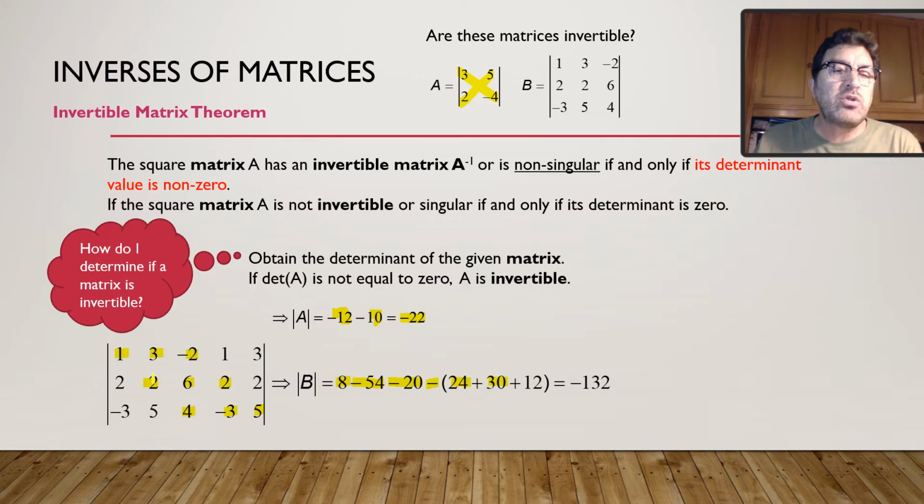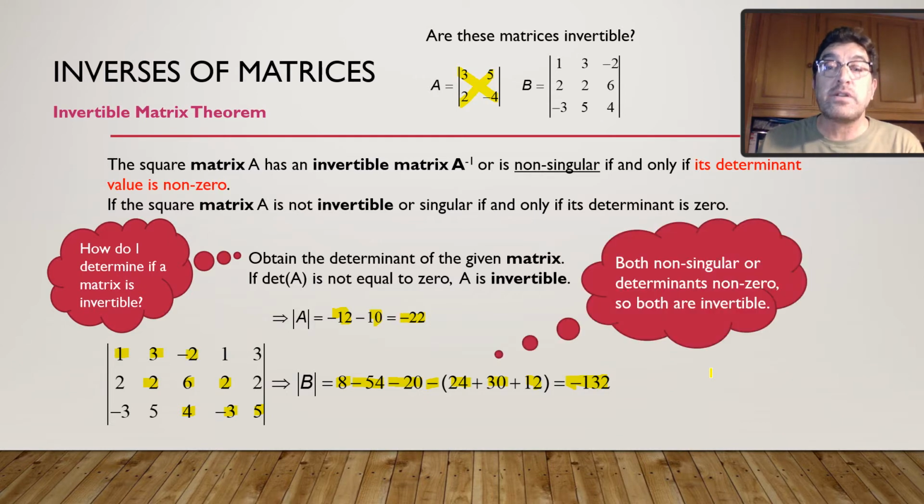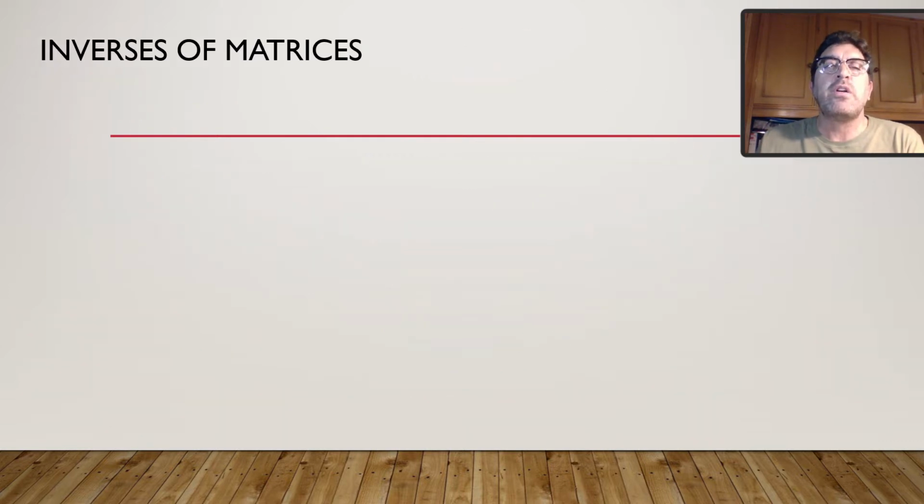And 2, and that minus 3 gives us positive 6, times 2 is positive 12. We put the second grouping in a bracket, we add them, and our determinant is minus 132. Okay, therefore the matrix is indeed invertible. So both are non-singular because the determinants are not naught and are therefore invertible.